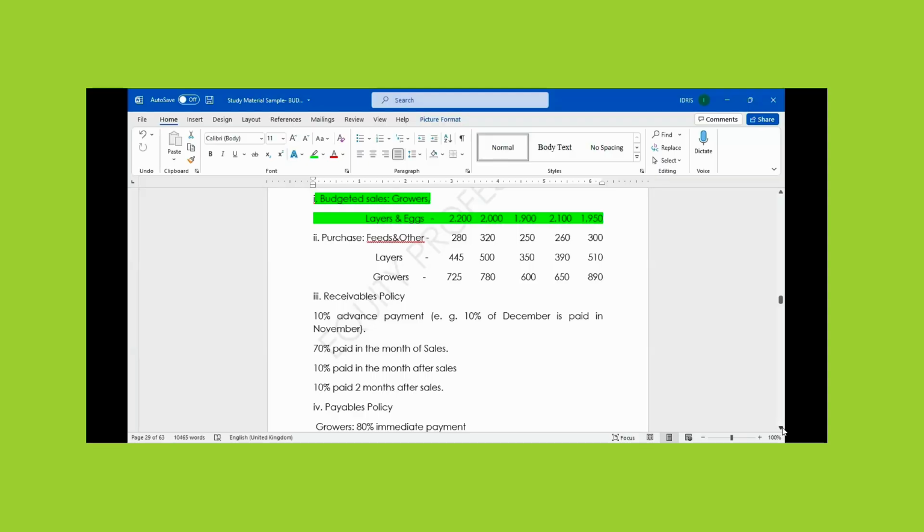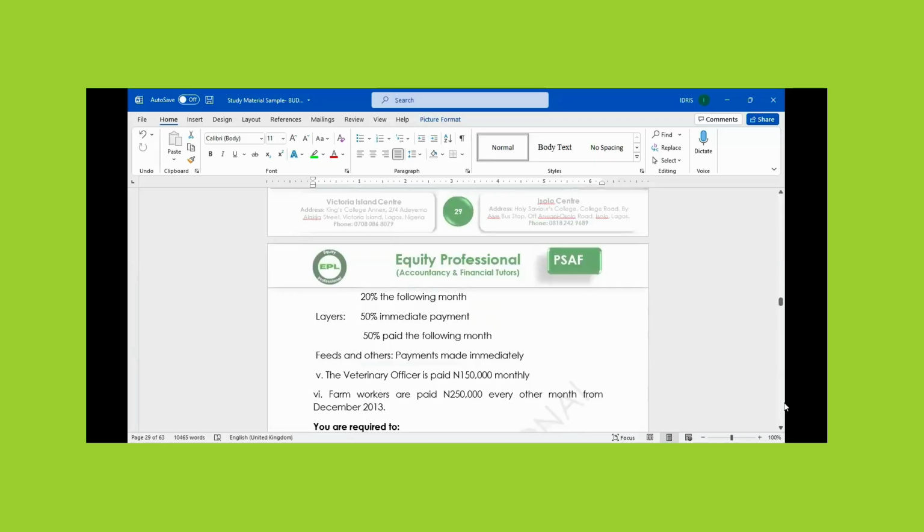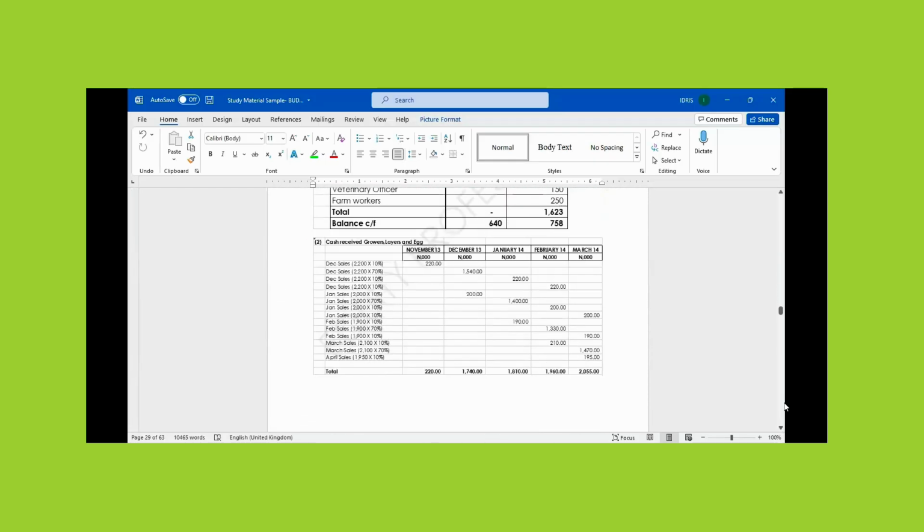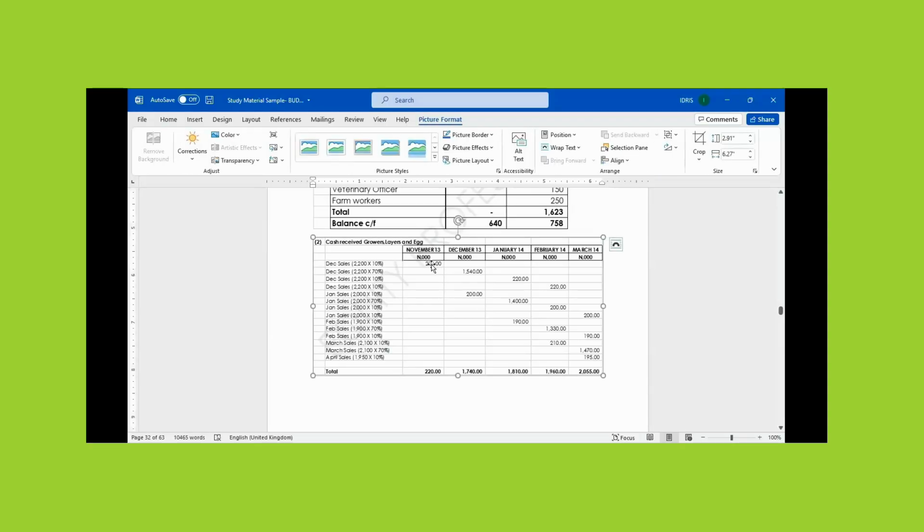So, working note 2. Let's show how much cash we receive from sales. That will be in our working note 2. Cash received from sales of layers, egg, and growers. We start from December sales. December sales is 2.2 million. 10% of it will be received when? In November. You can see it under November.